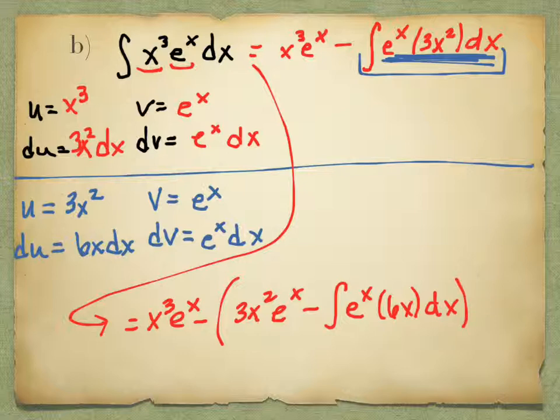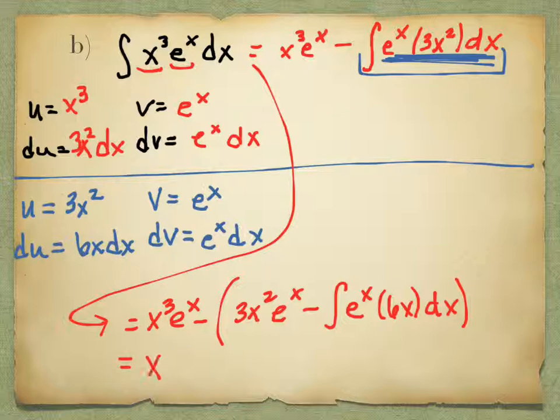Now, I'm going to go ahead and distribute the negative through here, but do you see a problem? There's still a product. Isn't that just so frustrating? I mean, we're going to have to do it again, a third time. But it will be our last time to do it. So, all right, let's see what we have.